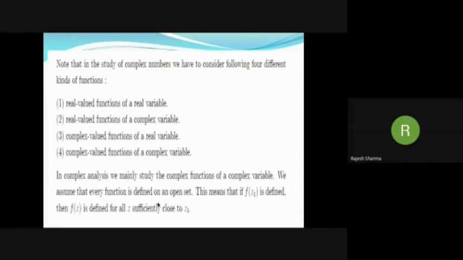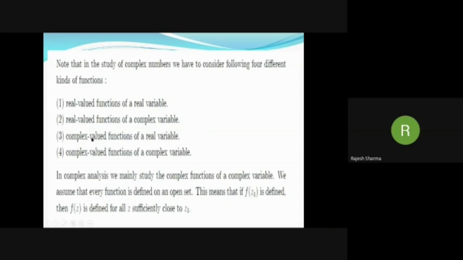Note that in case of complex analysis, we have to consider four different kinds of functions. Real valued function of a real variable. Herein y equals f(x), x is real and its value y is also real. Real valued function of a complex variable. In y equals f(x), x is complex but its value y is real. Complex valued functions of a real variable. In y equals f(x), x is real and its value y is complex.